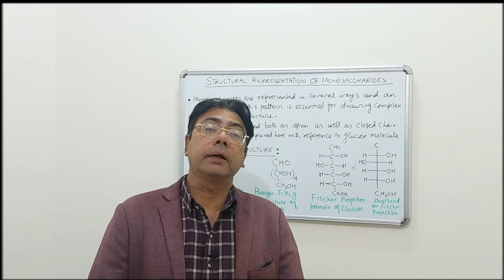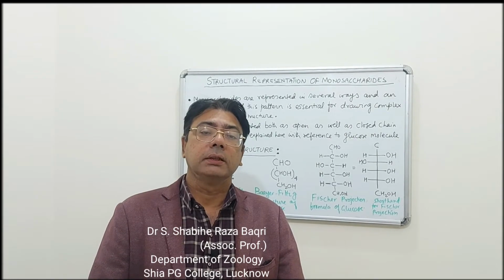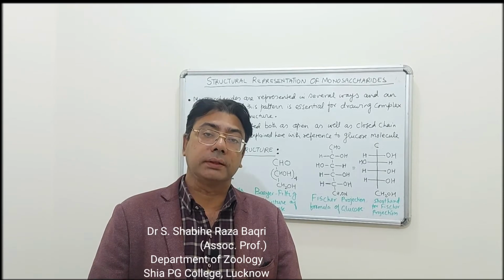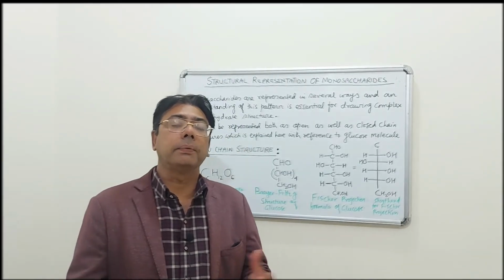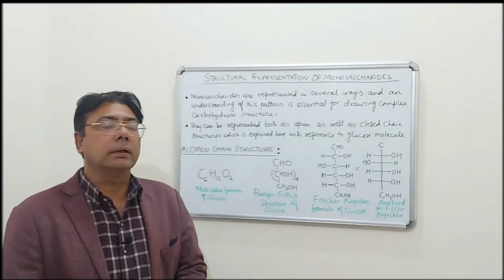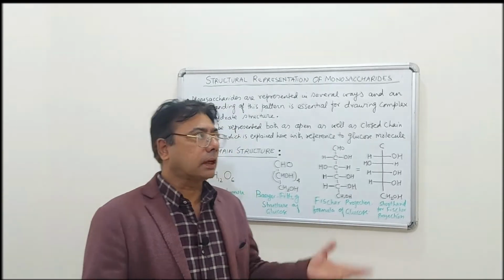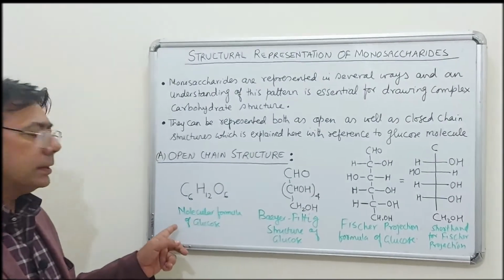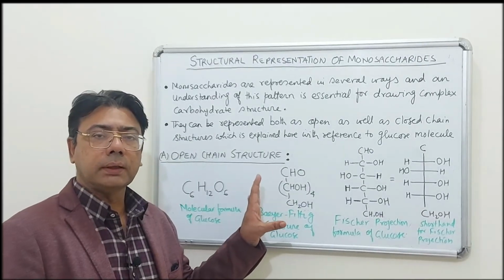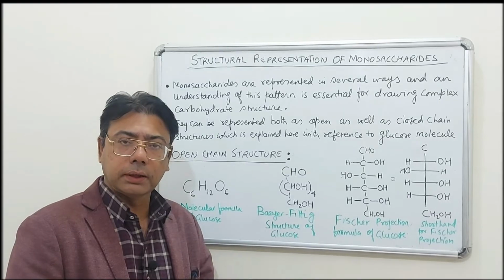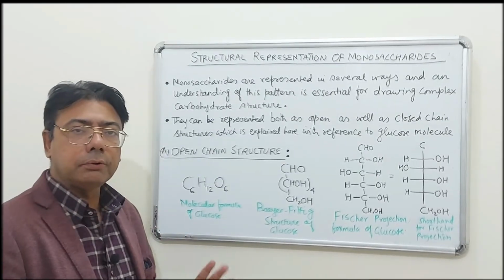Now we come to a very important part of our discussion that concerns various structural representations of monosaccharides. Monosaccharide sugars can be represented in several ways, and a clear understanding of this concept is very important in drawing complex sugar structures. So we have both open chain structures as well as closed chain structures for monosaccharides. Let us start with the simplest form, that is molecular formula. Here I am illustrating this concept with reference to glucose, which is a hexose sugar, as you know. For glucose, this is the molecular formula, and this is the simplest manner in which glucose can be represented.